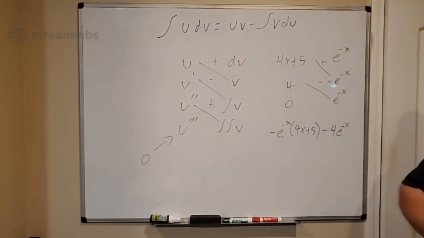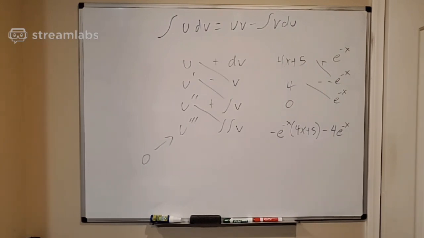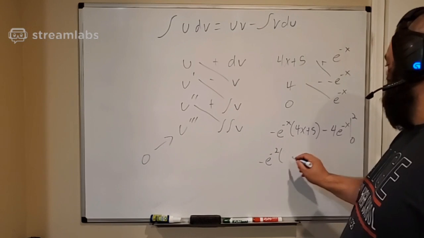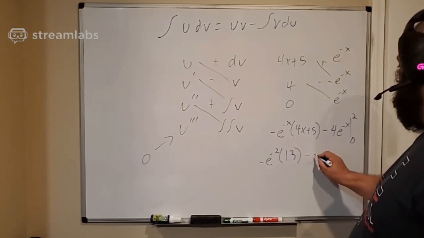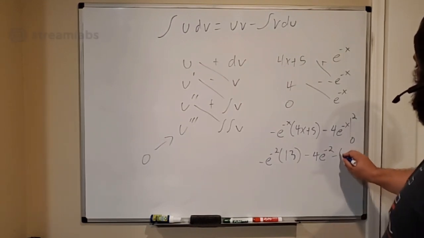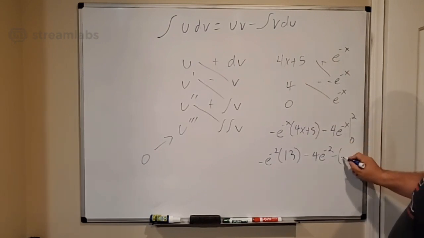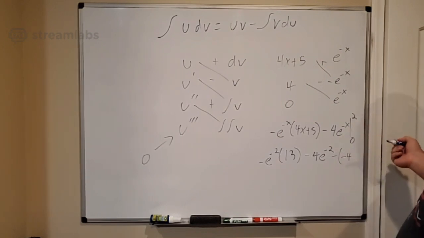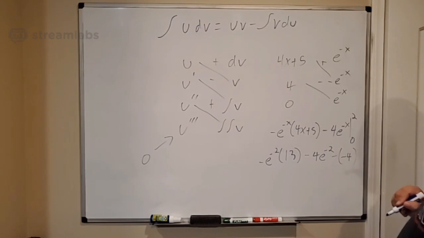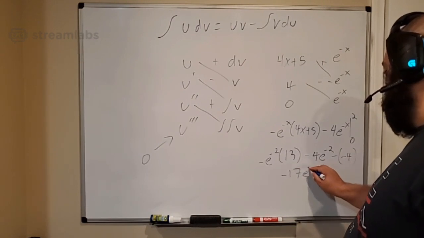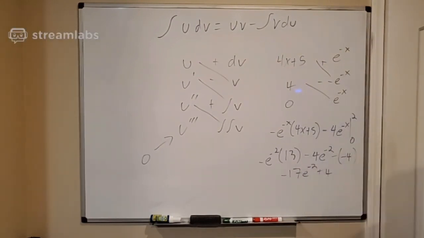That would be your antiderivative. And we have bounds of 0 and 2. So you evaluate that at 0 and 2. So plug the 2 in, you get negative e to the negative 2 times 13, minus 4 e to the negative 2, and then minus, when I plug in 0, that goes to 0, but that does not. So minus 4. And then e to the negative 0 is 1. So we get negative 17e to the negative 2 plus 4, if I did all that right. Ooh, plus 9. Where did I mess up?